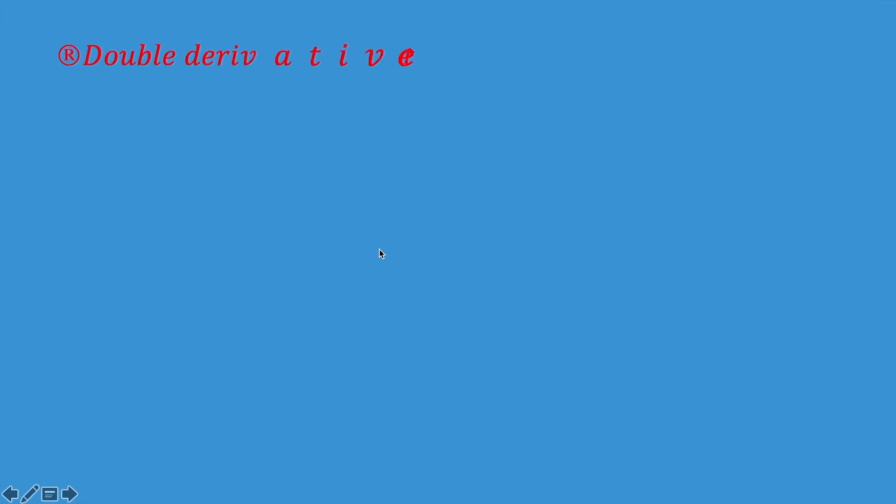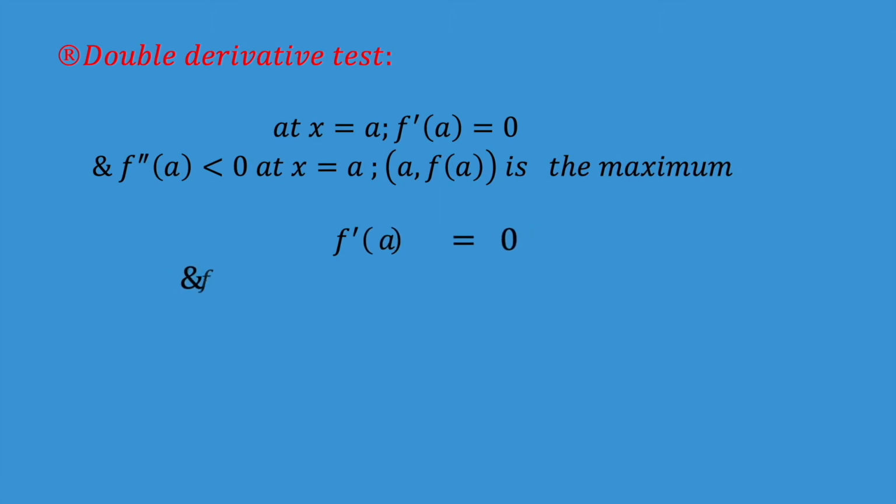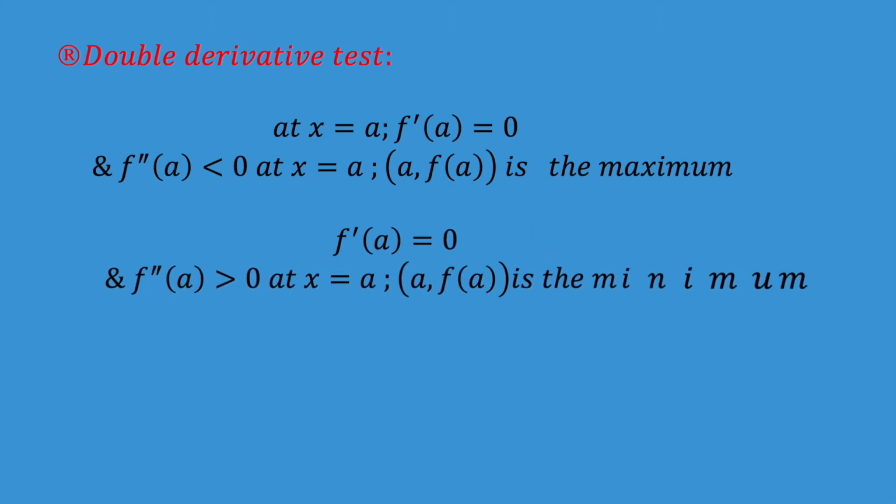Double derivative test. If at x = a, the first derivative is 0 and the double derivative is negative at that point, then we call that point a maximum, and if the double derivative is positive at that point, we call that point a local minimum.